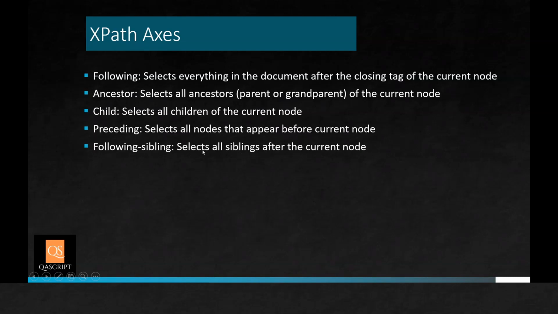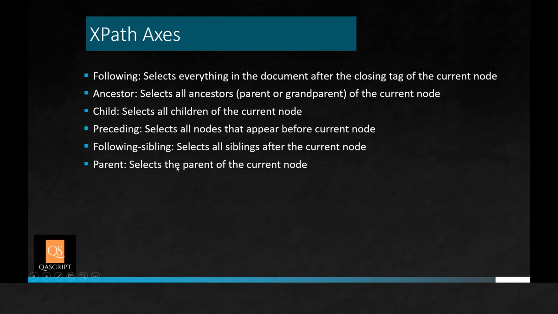There is following sibling. It will select all the siblings after the current node. Sibling means the elements which are at the same level. We'll see what it means to be at the same level, which means it lies on the same branch of the HTML document tree. So it will select all the siblings if you use the following sibling method.